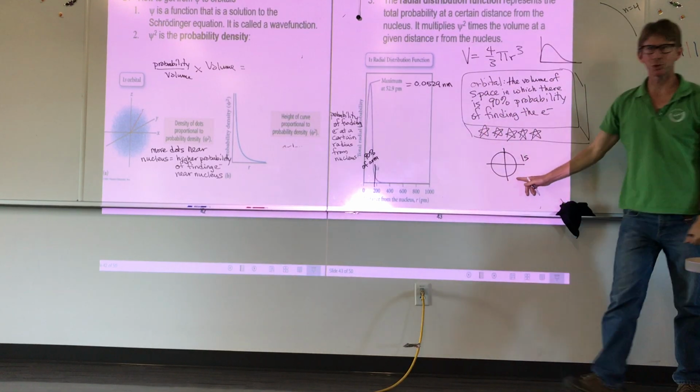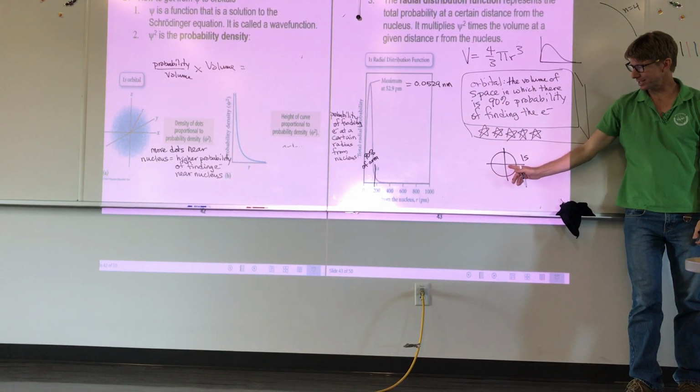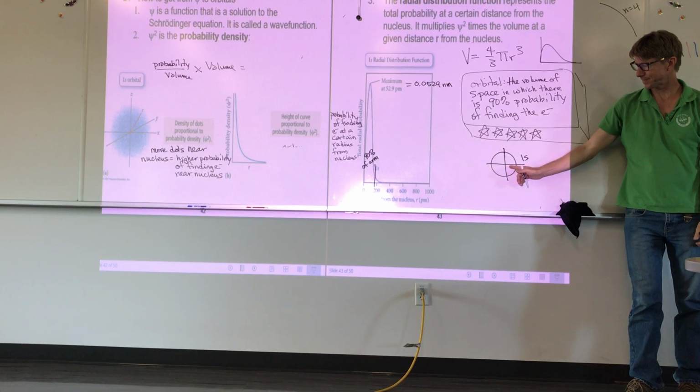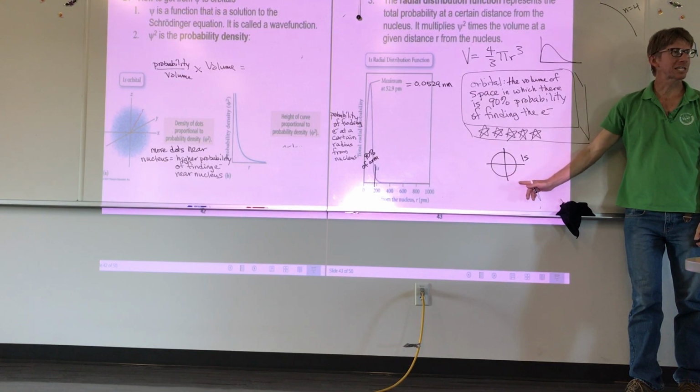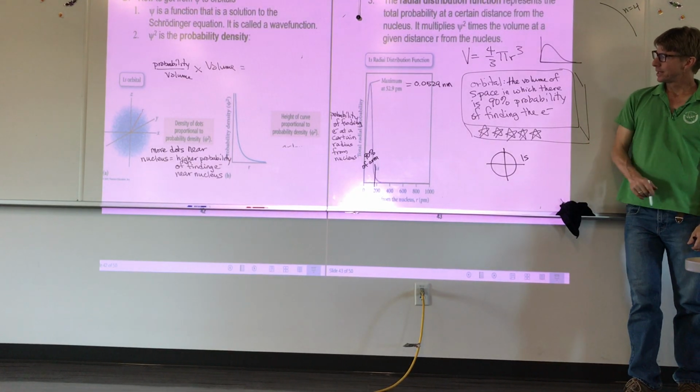If I draw the 1s orbital, 90% chance it's in that shape. 10% that it's out here. Exponentially decaying as you get farther. Okay.